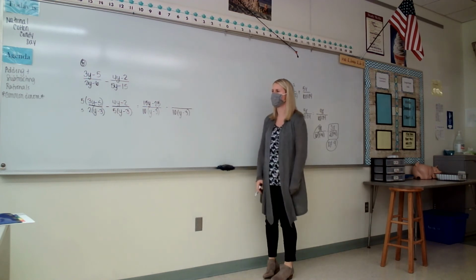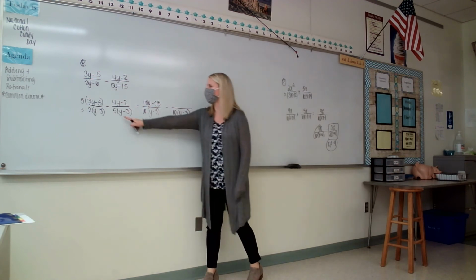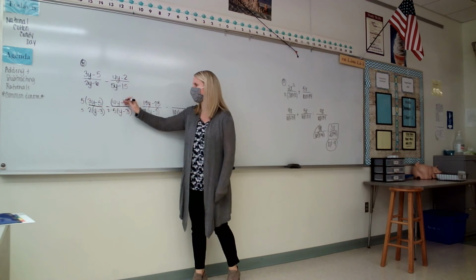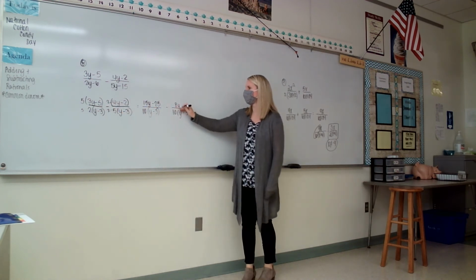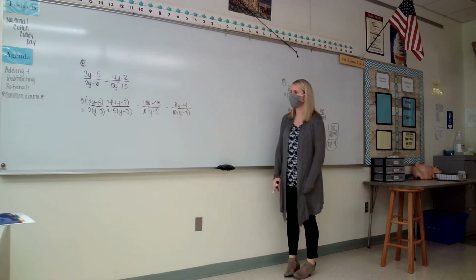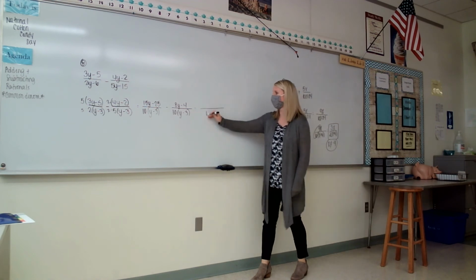I'm going to think about the same thing in the second fraction. All right, I got the y minus 3, so I'm good. But I went from 5 to 10, so I multiplied it by 2. So I need to multiply this whole thing by 2. Okay. So now I'm just going to try to combine.